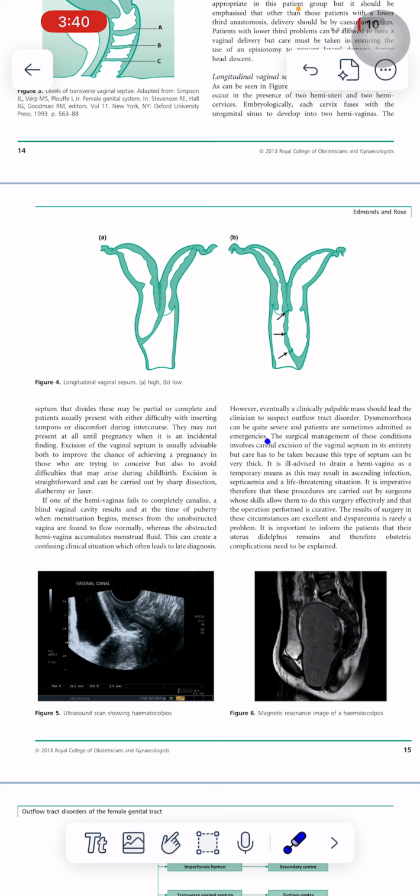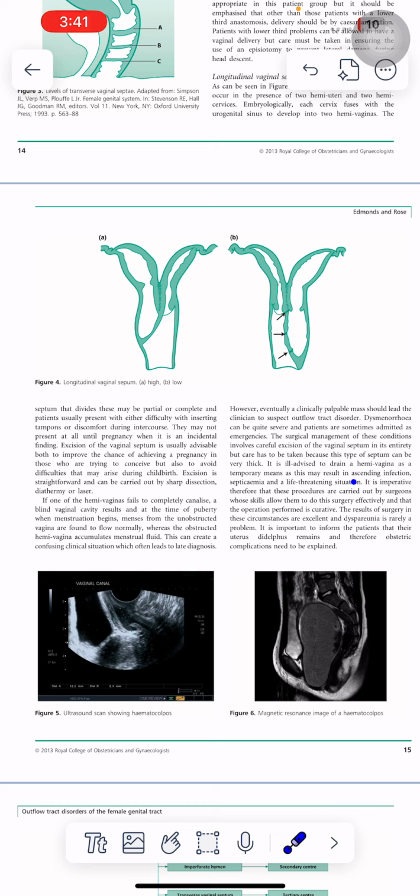However, eventually a palpable mass leads the clinician to suspect an outflow tract disorder. Dysmenorrhea can be quite severe, and patients are sometimes admitted as emergencies. The surgical management of these conditions involves careful excision of the vaginal septum, but care has to be taken because the septum can be very thick, and it is ill advised to drain the hemivagina as a temporary means.